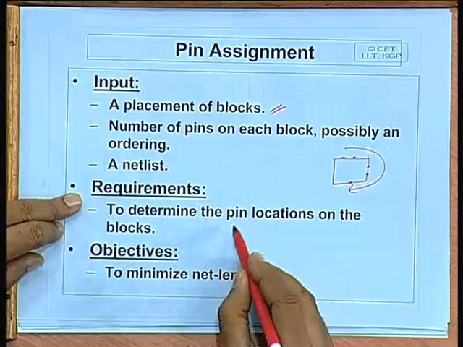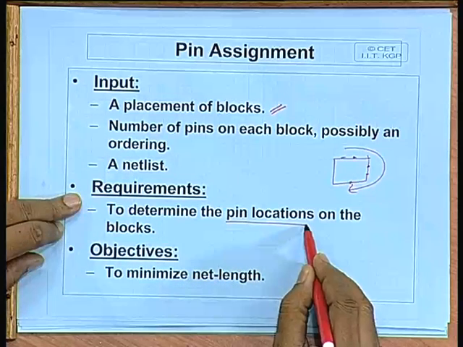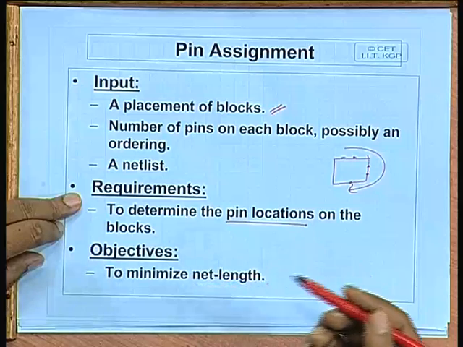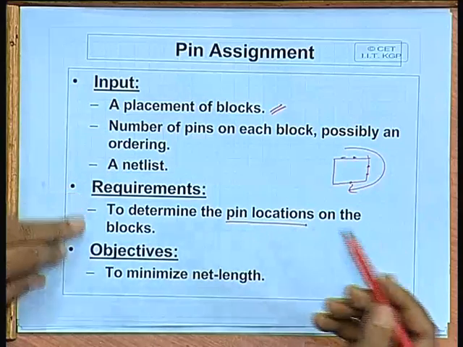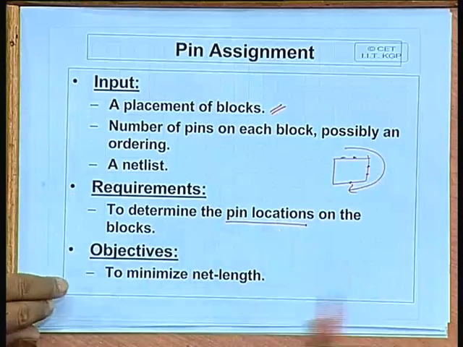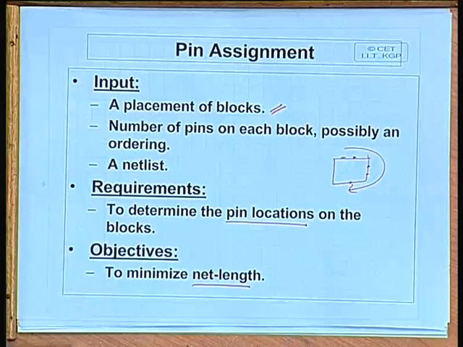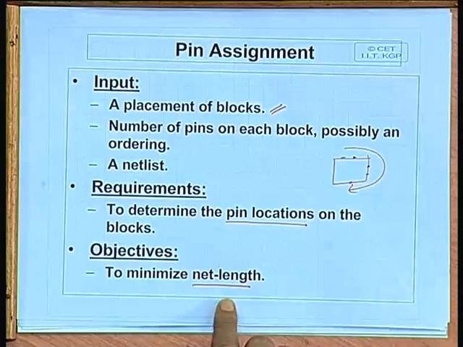So, the requirement is to find the exact pin locations, or to talk about it in slightly more general terms, to assign the signals to the nets. The objective is to minimize the net length. Minimize net length, and as a byproduct you will also reduce the congestion in routing.